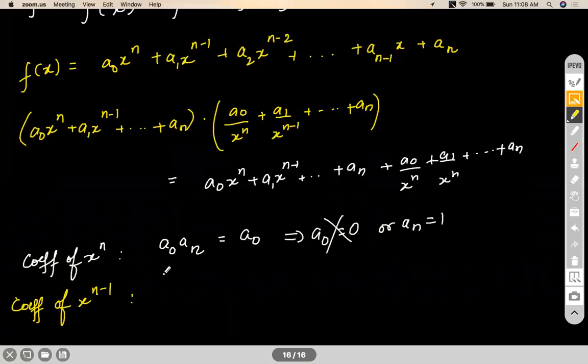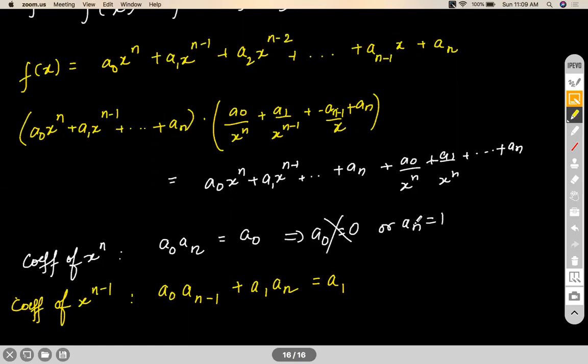Yes, sir. So if you compare the coefficient of x to the power n minus 1, on the left hand side, you will get a0 an minus 1. Correct? No. Because the term before this will be an minus 1 by x, and that multiplied to this will give you x to the power n minus 1. Can I say I will also get x to the power n minus 1 from a1 an? Correct? And this should be equal to a1 on the right side, because only this term will have x to the power n minus 1.